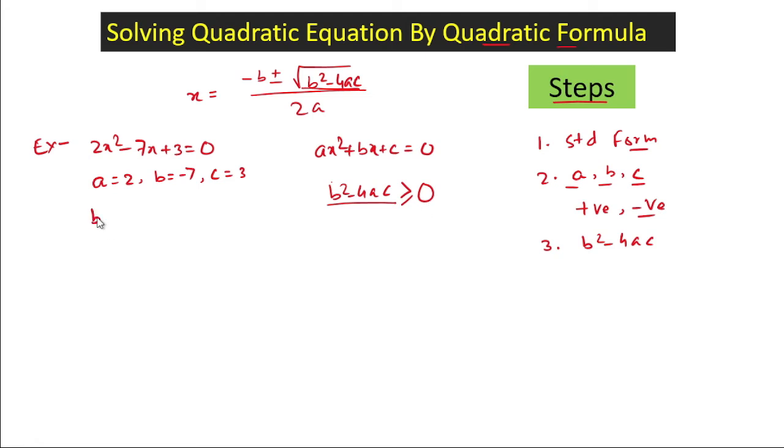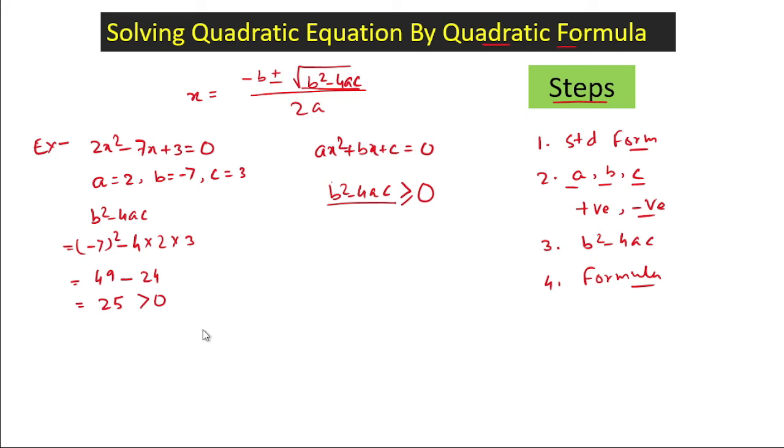Now we will calculate the b square minus 4ac value. We put the value of b, that is minus 7 square, minus 4, the value of a is 2, the value of c is 3. So minus 7 square is 49, minus 4 times 2 is 8, 8 times 3 is 24. 49 minus 24 is 25. So it is greater than 0, so we can go ahead. Now our fourth step will be to use the formula.